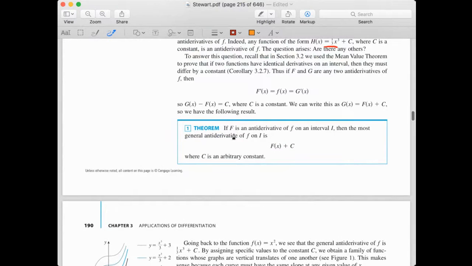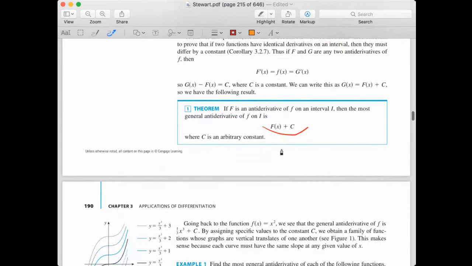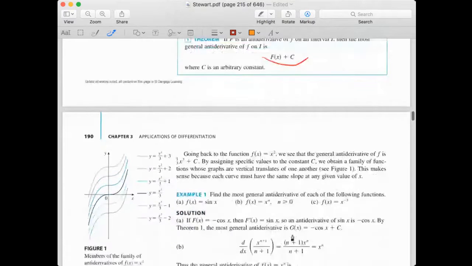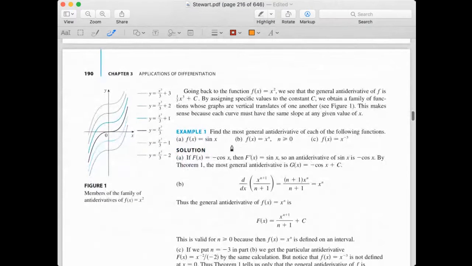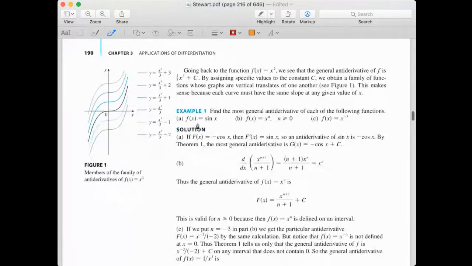Let's see this theorem. If F is an antiderivative of little f on an interval, then the most general antiderivative of f is this. It's an antiderivative plus a constant. C is not a specific constant. We don't know what kind of constant it is. We just add a c to it. Okay, let's see this one.